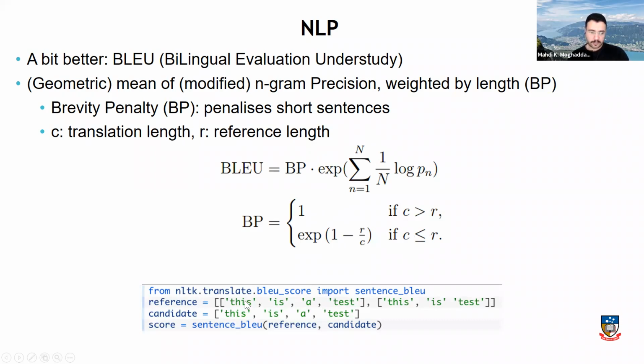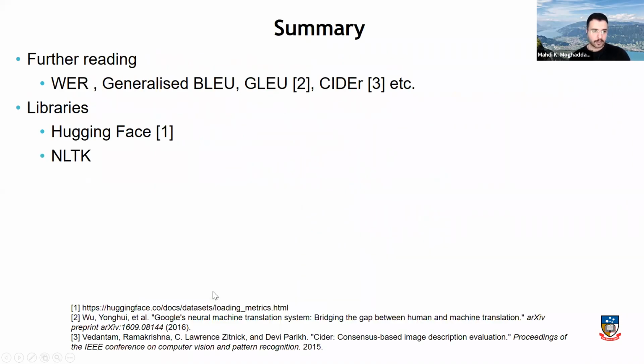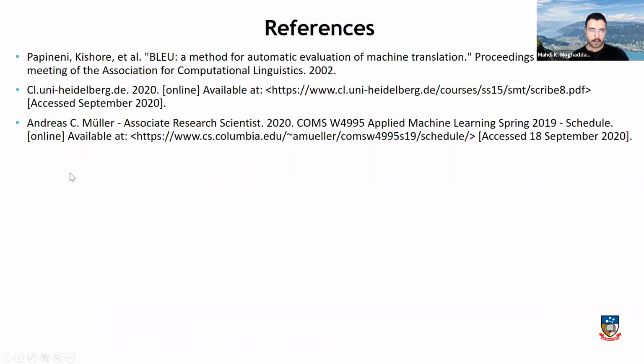This specific metric and a few other metrics are available in both Hugging Face and NLTK libraries if you want to use them. I have put a few further reading references. So in order to solve some of the problems that we talked about with those metrics, there are more recent methods, specifically GLUE and generalized GLUE. These two are different. There are other metrics that you can refer to, and these two libraries have most of them available if you want to use them.